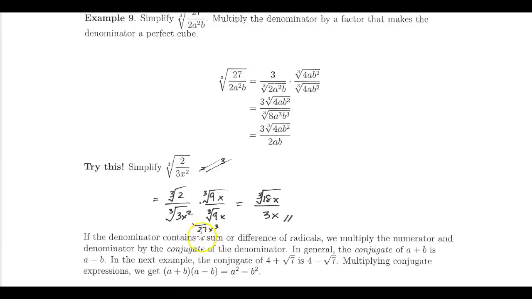So here we have, I need to multiply, if I have 3 here, I want 3 cubed. So if I multiply by 9x, I'll have 27x cubed, and the cube root of 27x cubed is 3x. And the cube root of 2 times the cube root of 9x is the cube root of 18x. So this simplifies to the cube root of 18x over 3x.